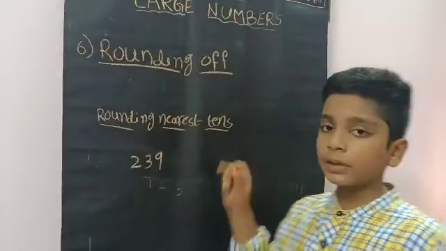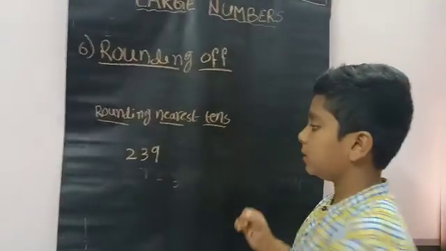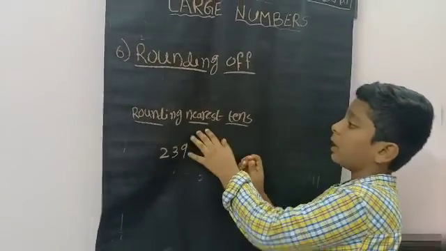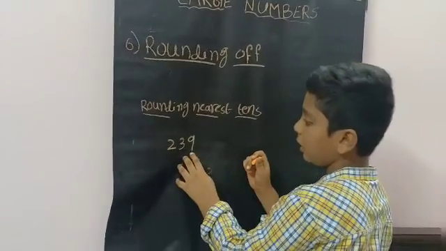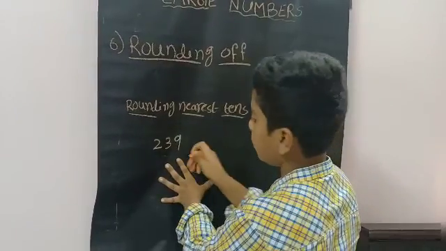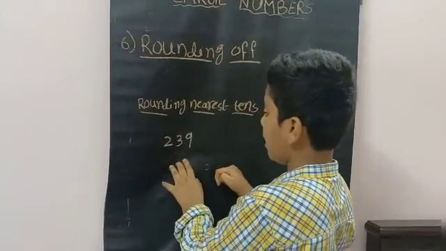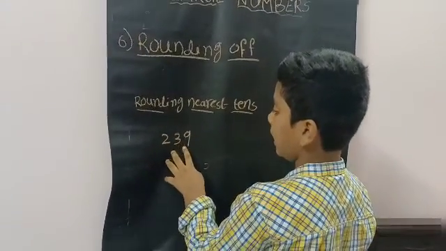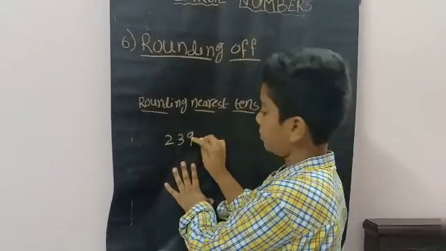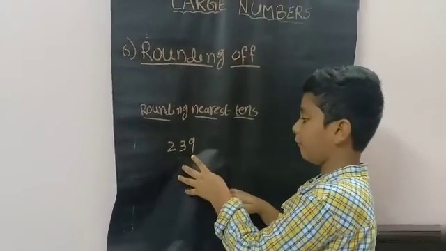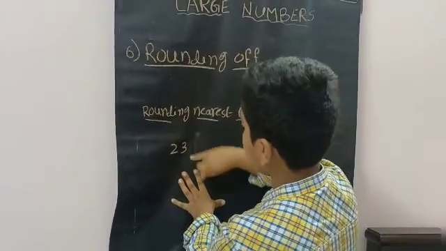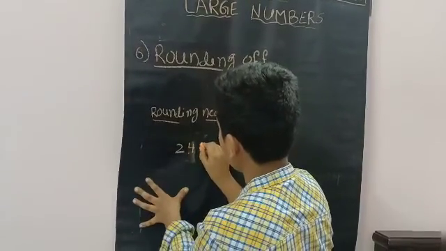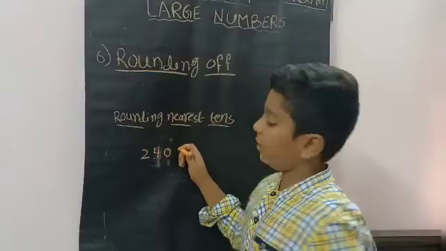Tell me how to round off to the nearest tens. Yes, it's very simple. First, you should see the first digit. If it is 5 or more, you should add 1 to this and write 0 in that place. 9 is more than 5. So 3 becomes 4 and 9 becomes 0.